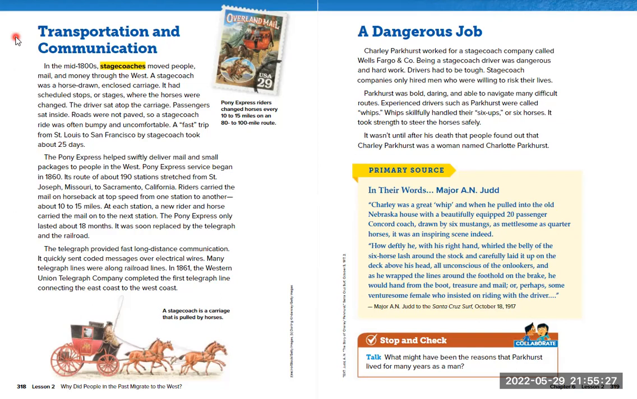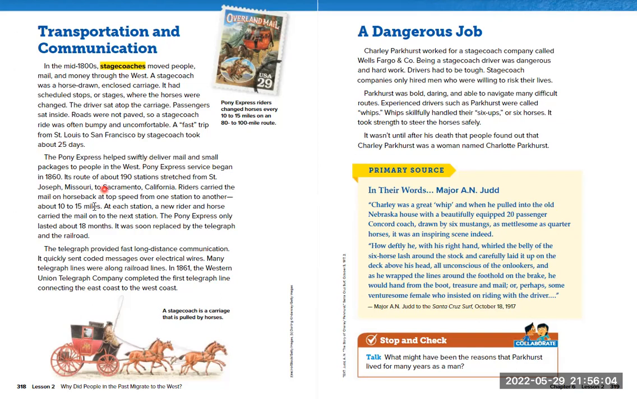The Pony Express helped deliver mail and small packages to the people in the West. Pony Express service began in 1860. Its route of about 190 stations stretched from St. Joseph, Missouri to Sacramento, California. Riders carried the mail on horseback at top speed from one station to another, about 10 to 15 miles. At each station, a new rider and horse carried the mail on to the next station. The Pony Express only lasted about 18 months. It was soon replaced by the telegraph and the railroad.